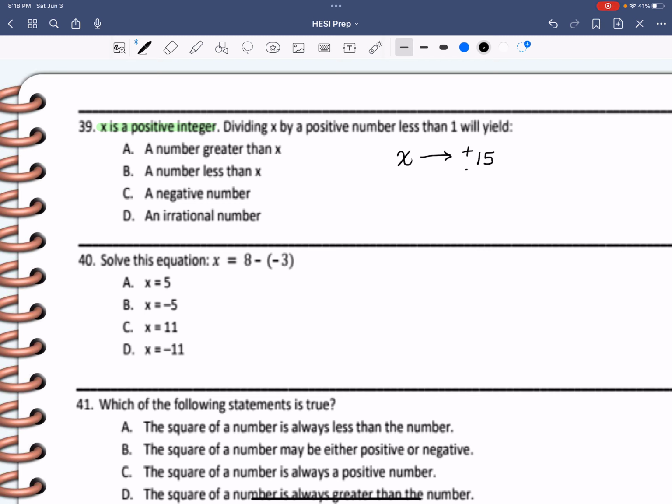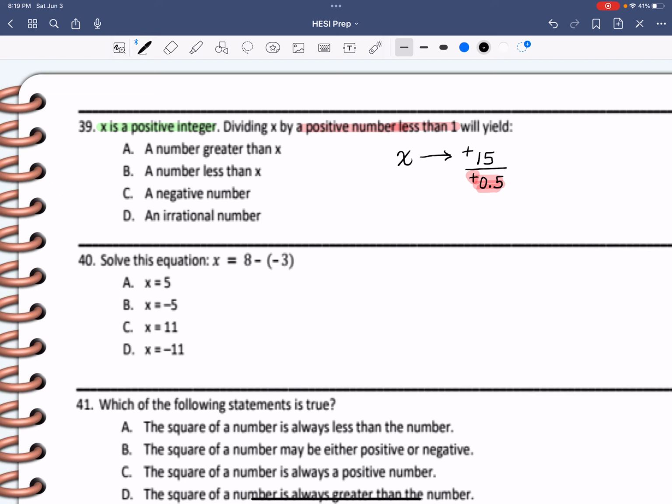Dividing x by a positive number less than 1. So we can't go down into the negatives or we wouldn't have a positive number. So it has to be a fraction. And I'll use the decimal form. Let's use a half. Okay, it's less than 1, but it can't dip down into the negatives. It has to be a positive number, less than 1. So they're telling us that it must be a positive number less than 1. So it must be a fraction or a decimal.